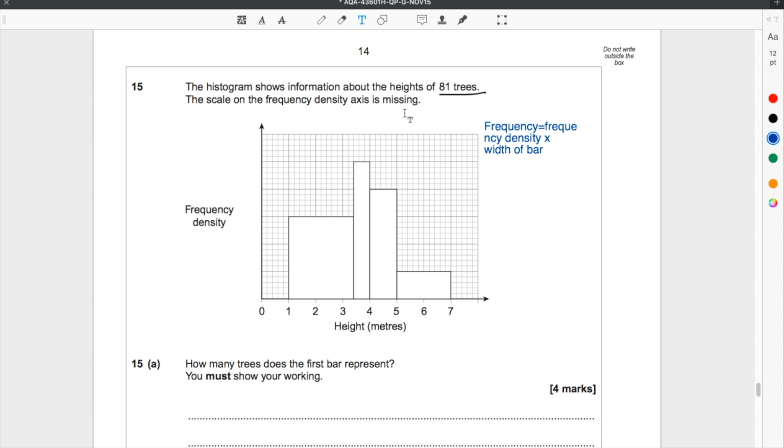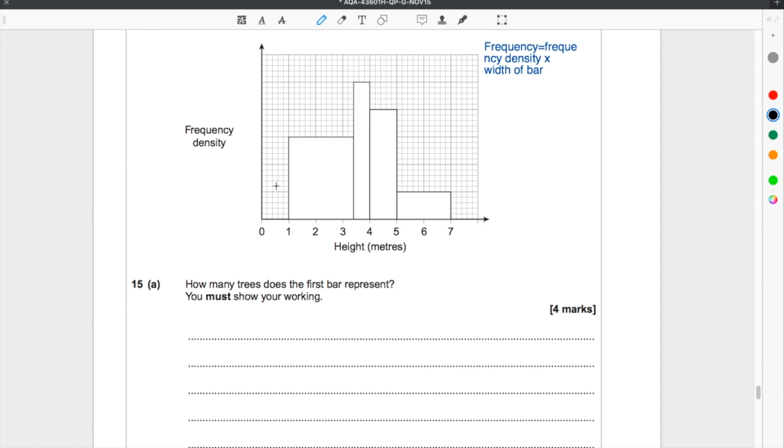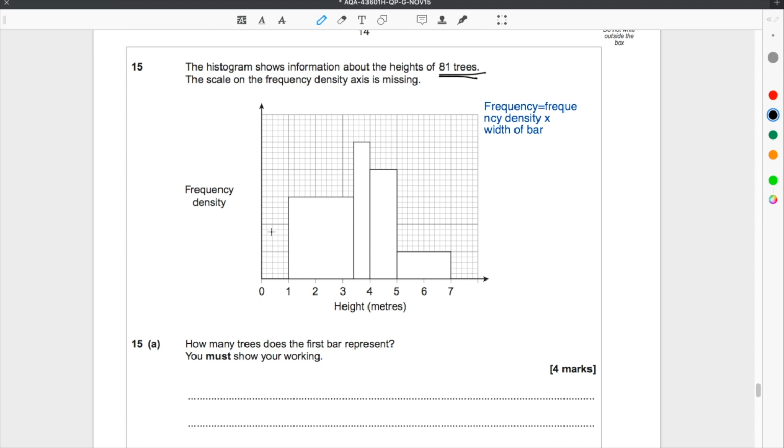So we have 81 trees, and that's the frequency that they've given us here. 81 is the total of all of these bars added together. So the way I would do this is using algebra. You don't have to use this method, but this is what I'm going to do. And I would always suggest using a similar method.